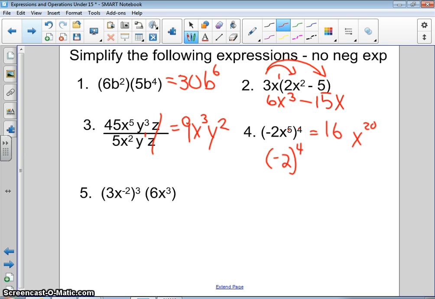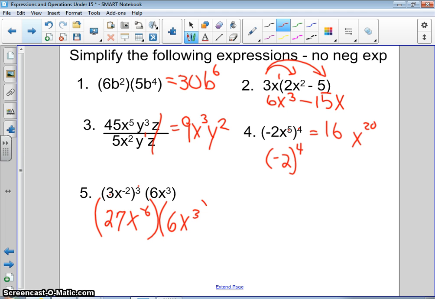And the last one on this page, we're going to do the same thing with the first part that we just did on number 4. We're going to have to cube the 3. 3 cubed, 3 times 3 times 3 is 27. And then we're going to have to do the x to the negative 2 raised to the 3rd power. Well, this is when we multiply exponents. Negative 2 times 3 is negative 6. So that's what we get for this first part when it's all worked out.